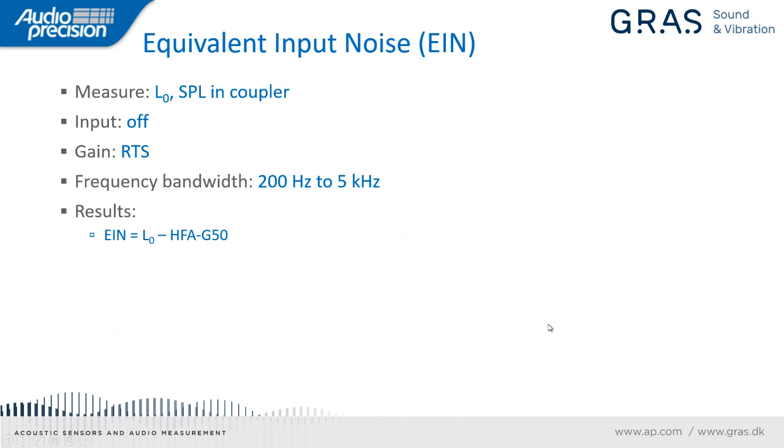The equivalent input noise, in this case, the input is off, so there's no signal generated. We're just measuring the noise in the coupler, and we call that noise L0, the sound pressure level in the coupler with no input. The gain is set to the reference test gain. The frequency bandwidth of the measurement is 200 hertz to 5 kilohertz, and the result that we're looking for is L0 minus the HFA gain of 50, and that's defined as the equivalent input noise.